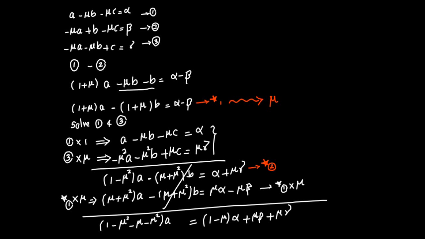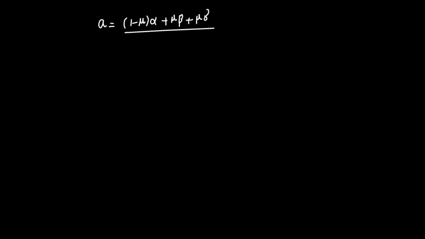A is equal to 1 minus mu into alpha plus mu into beta plus mu times gamma, divided by 1 minus 2 mu square, minus mu square minus mu square is 2 mu square, minus mu. So it will be 1 minus 2 mu square minus mu. So that's the value of A.